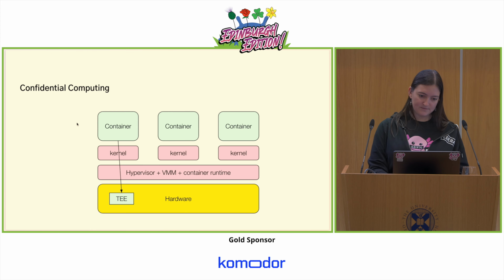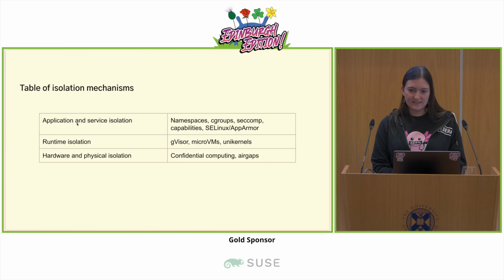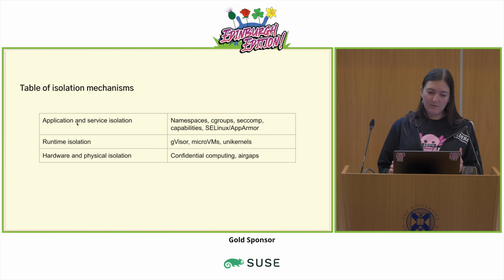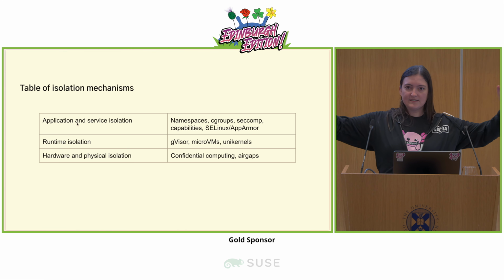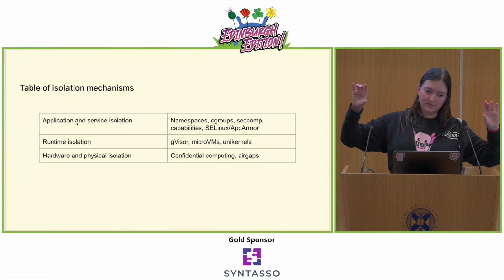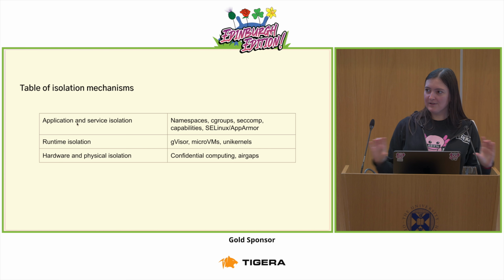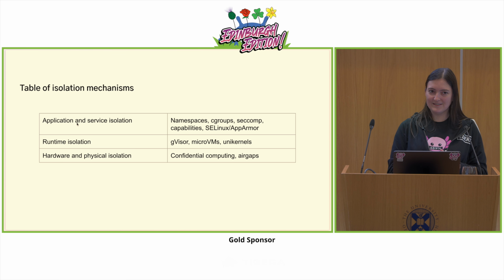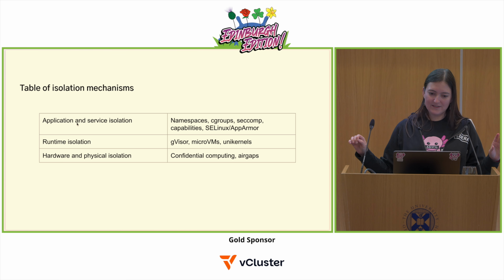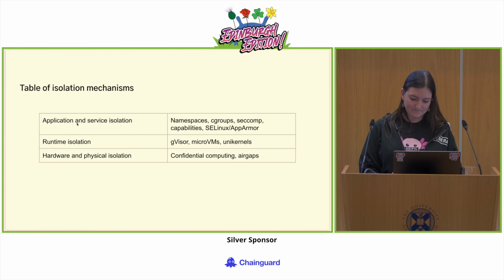So here's a quick summary of the isolation mechanisms we've discussed. We have a bunch in application and service isolation. Those are the ones running at the top of the stack in the Linux kernel. We have runtime isolation. What if we separate the kernels from each other? And then we have hardware and physical isolation, where we don't even want the same hardware between our different things. We want it really in its own space. And the technologies talked about there. So just a quick summary.